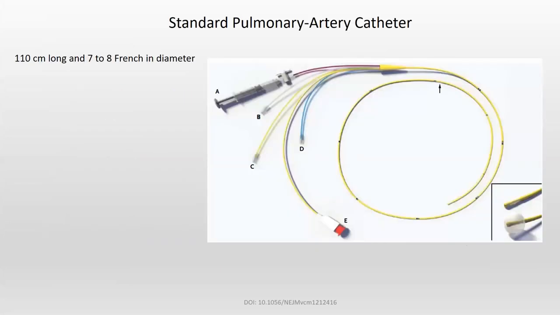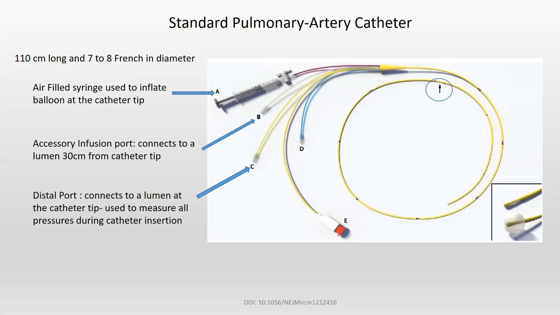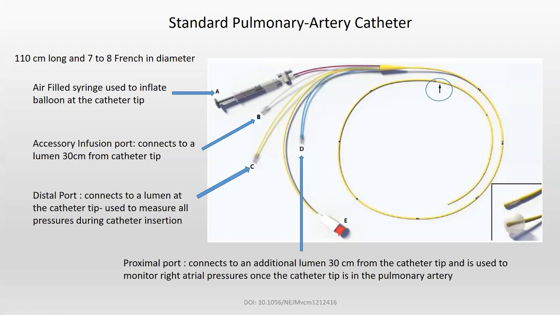So this is a standard pulmonary artery catheter, 110 centimeters long, 7 to 8 French in diameter. This is the air-filled syringe that is used to inflate the balloon at the catheter tip, which is indicated by that arrow. An accessory infusion port connects to the lumen 30 centimeters from the catheter tip. The distal port connects to a lumen at the catheter tip, which is used to measure pressures during catheter insertion. A proximal port connects to an additional lumen 30 centimeters from the catheter tip and is used to monitor the right atrial pressure once the catheter tip is in the pulmonary artery.